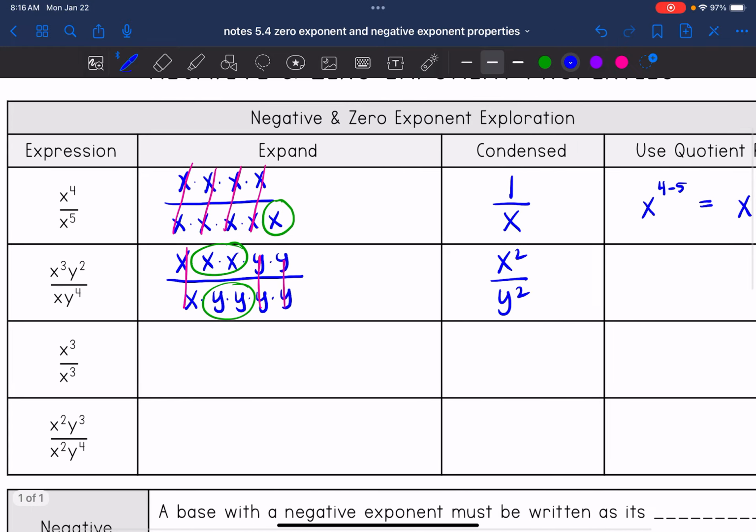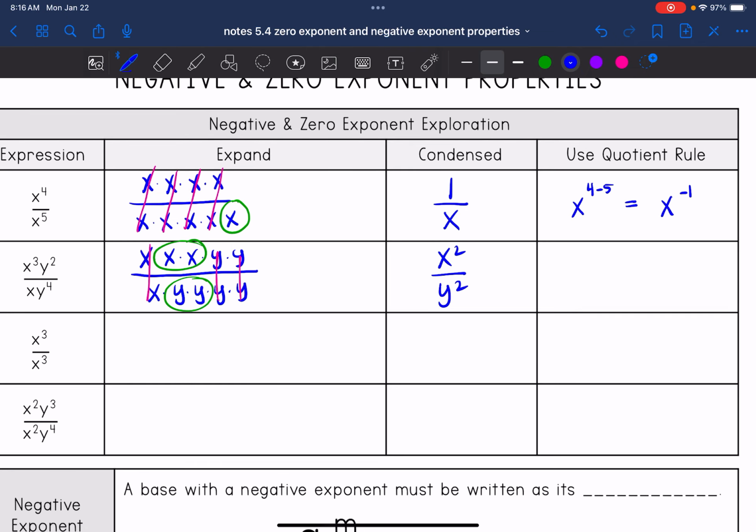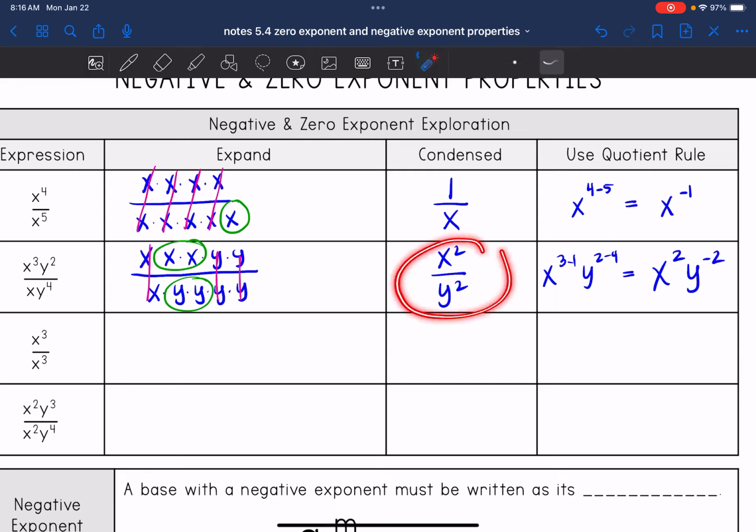Okay, but what would happen if I use the quotient rule instead? The quotient rule says that we subtract. So for our x's, I would have 3 minus 1. And then for the y's, I would have 2 minus 4, giving me x squared y to the negative 2. So again, it's not exactly what we got when we condensed, but we'll talk about the pattern in a second.